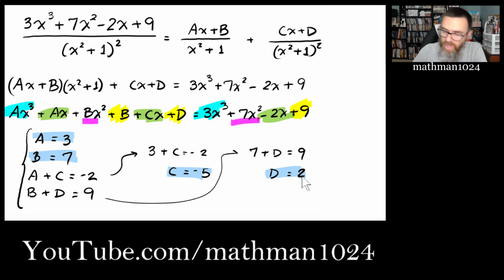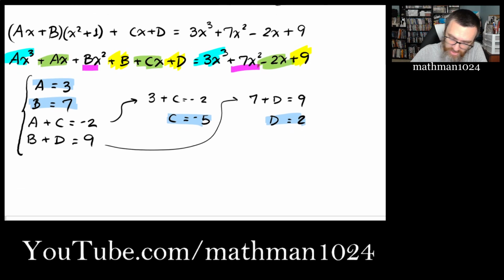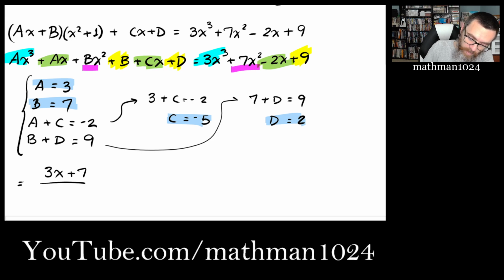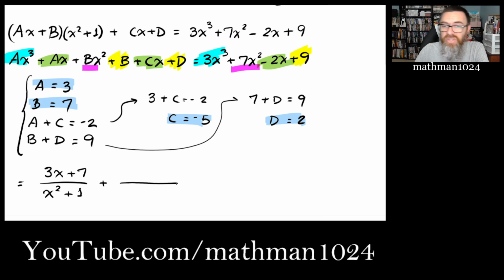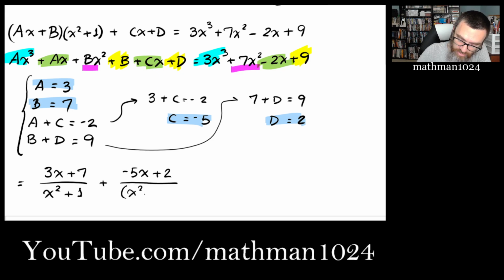Done. Right. So when we write our answer here, the partial fraction decomposition, it was ax plus b, so that means it's going to be 3x plus 7 over x squared plus 1 was that first denominator. And the other one is going to be the cx plus d, so negative 5x plus 2 over x squared plus 1 quantity squared. Easy peasy, right? Sometimes they're nice and easy.